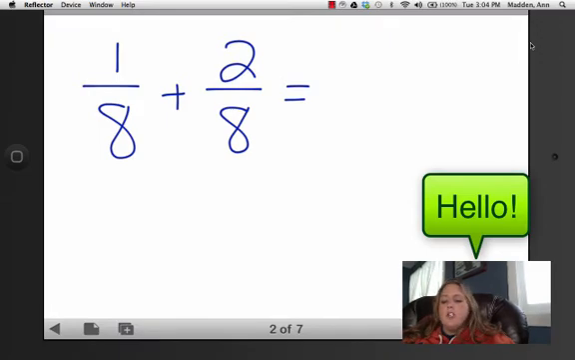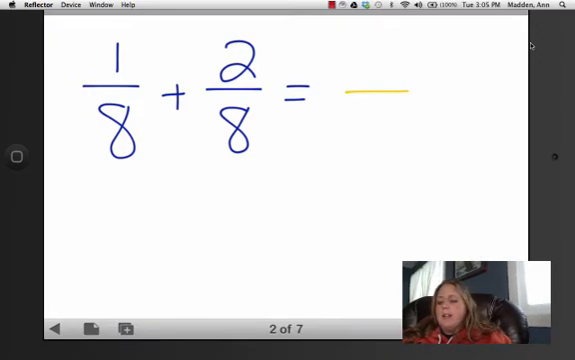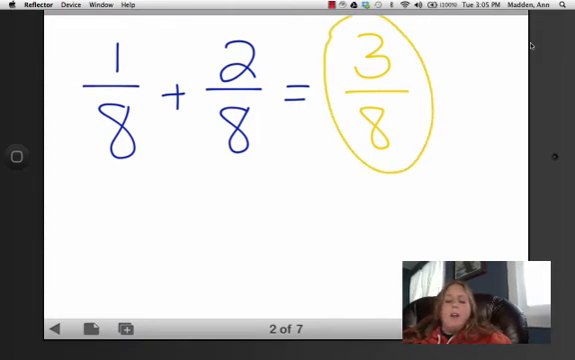1/8 plus 2/8. My denominator is 8. It stays the same. 1 plus 2 is 3. The last thing you need to look for is, is it in simplest form? I can't divide 3 and 8 by anything, so it is. So 1/8 plus 2/8 is 3/8.